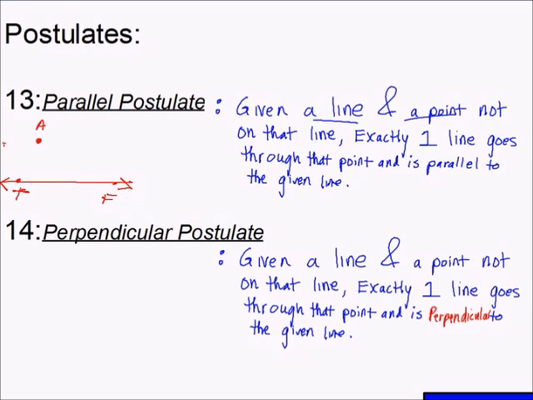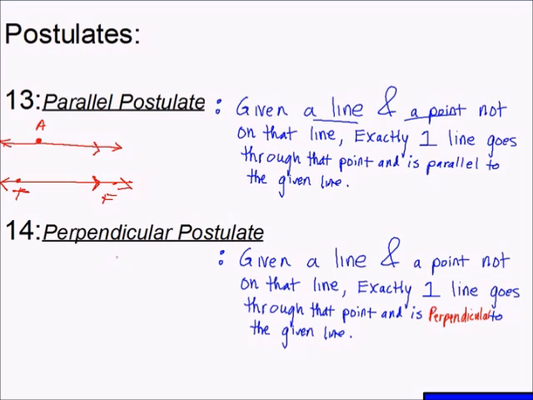Here's a line. I'm saying there's only one line that will be parallel to TF, so let's put our second set of arrows on here. That means these are parallel. There's only one line, so I can't draw more lines through point A that are parallel to TF. Only one line can do that, and that's the line with point A on it.